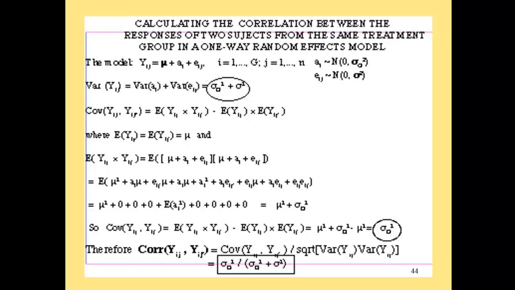Now, that third line is simply the definition of covariance. So you'll just have to trust me that that third line is what it is. And the covariance of yij and yij prime equals the expected value of yij times yij prime minus the expected value of yij times the expected value of yij prime. I'm just going to have to ask you to trust me on that one. Okay.